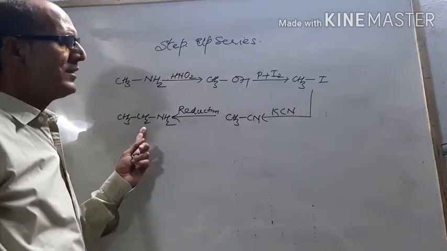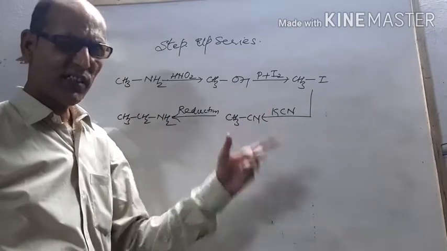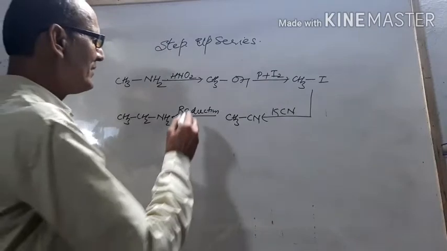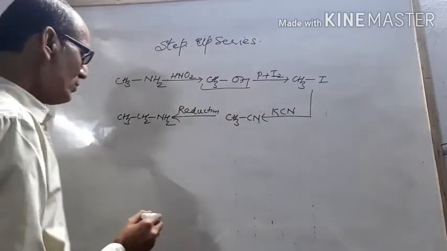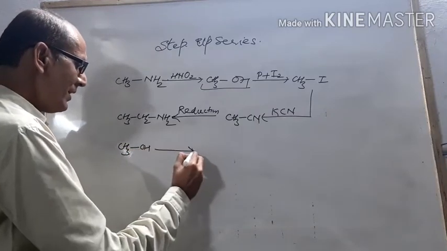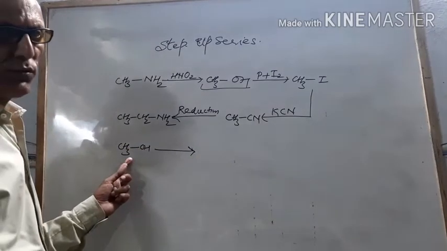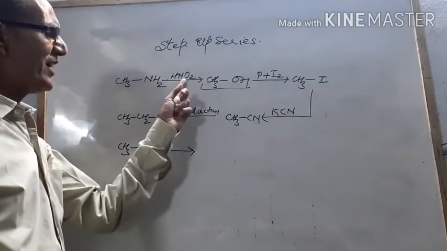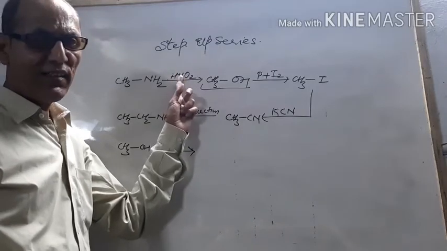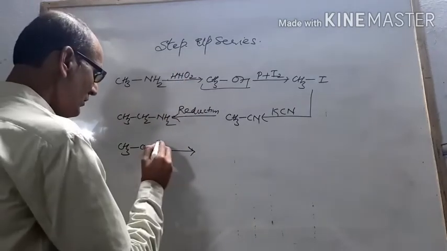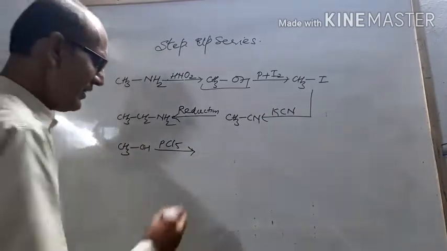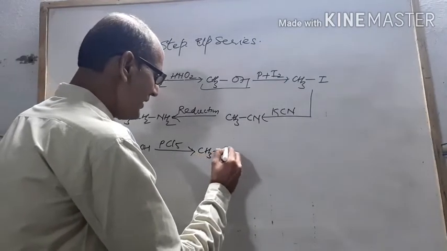Suppose you want to convert methanol to ethanol, or methyl alcohol to ethyl alcohol. You have to start the series from here. So what do we have to do? CH3OH. I already have alcohol, so there is no need to do the HNO2 reaction this time. When do we do the reaction with HNO2? When an amine is given to you. So I am taking PCl5 here. The OH will be converted into Cl, so CH3 single bond Cl.